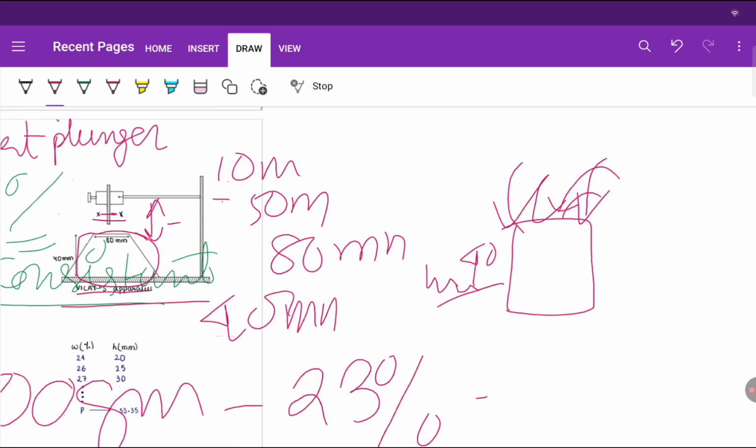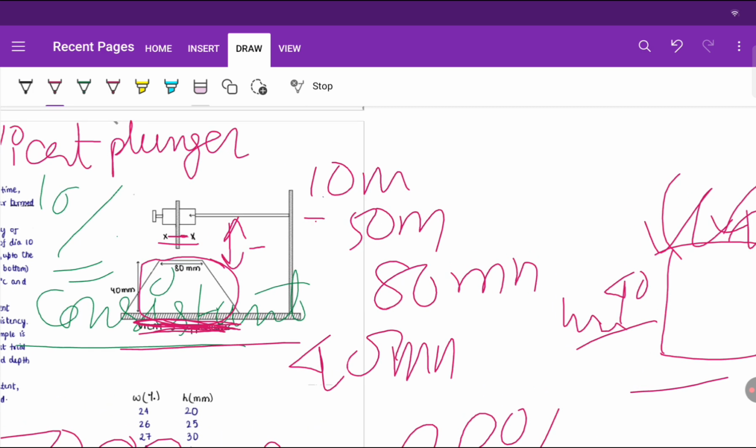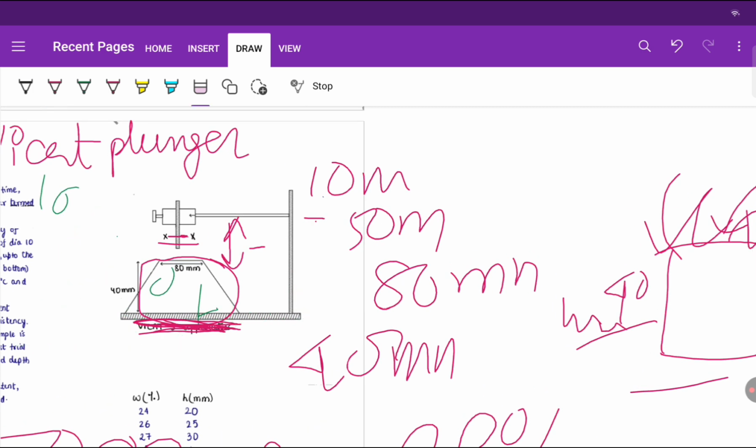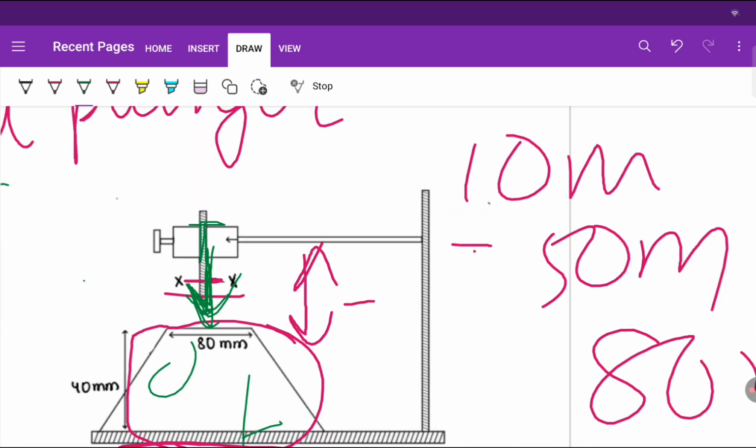Then we place the base plate. There is a non-porous base plate on which the Vicat mold is placed, right? And then the plunger of 10 mm diameter is allowed to fall freely, right? First of all it is brought to the top surface. Then it is allowed to free fall.